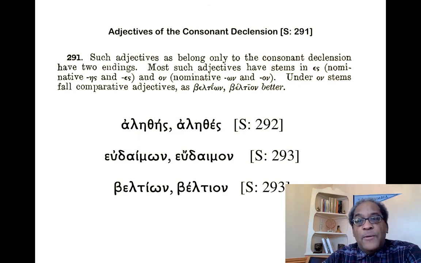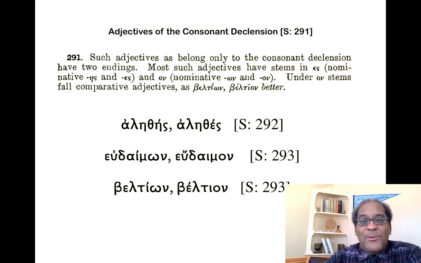Okay, so now let's switch gears from verbs to adjectives, or I shouldn't say that because participles are adjectives with verbal force. But let's switch to just straightforward adjectives of the third declension. And so we see at Smyth 291, you have certain adjectives that belong to the consonant declension, but only have two endings. That is, they have two endings because the masculine and the feminine share the same endings. So most such adjectives have stems in epsilon sigma, the nominatives being ης or ες, or in omicron nu, the nominatives being ων or ον.